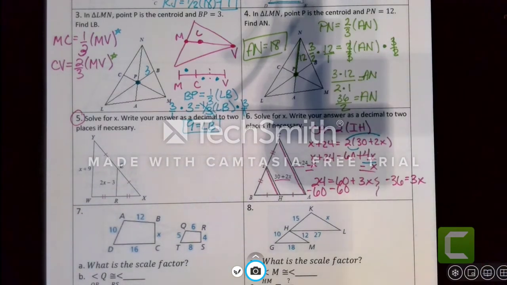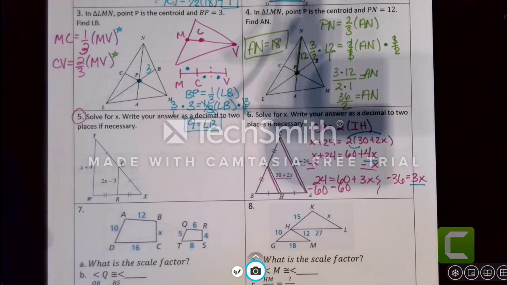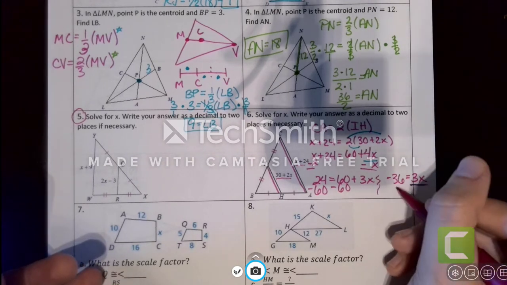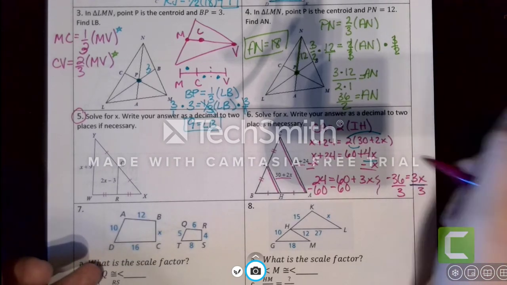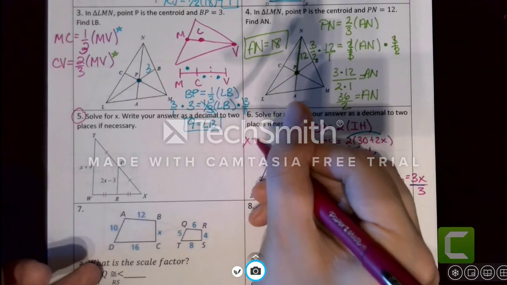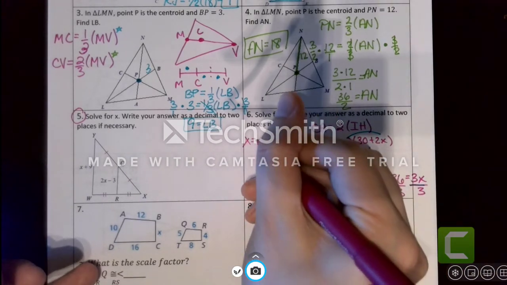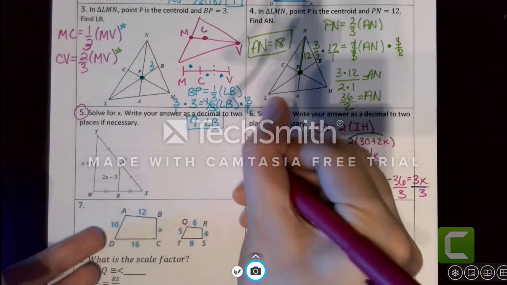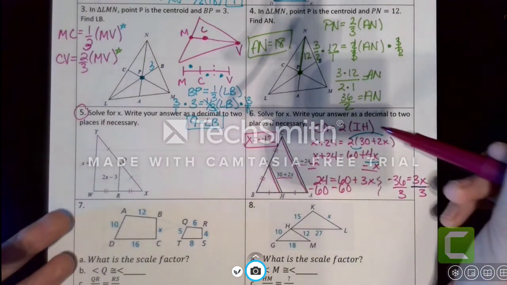The last step here is to get rid of this multiplied 3 that we have in our variable. So divide both sides by 3, and your value of x will end up equaling negative 12.